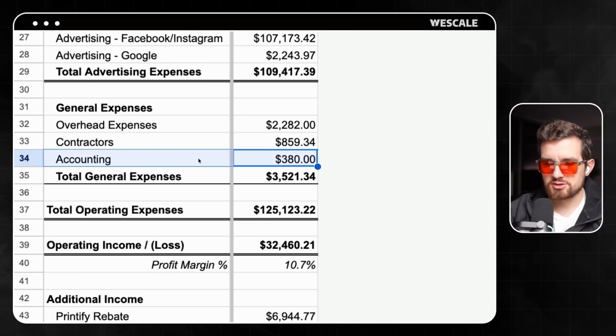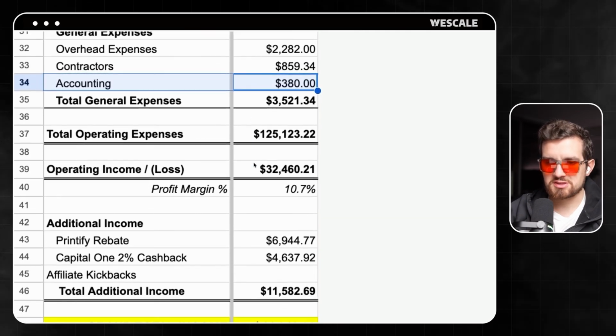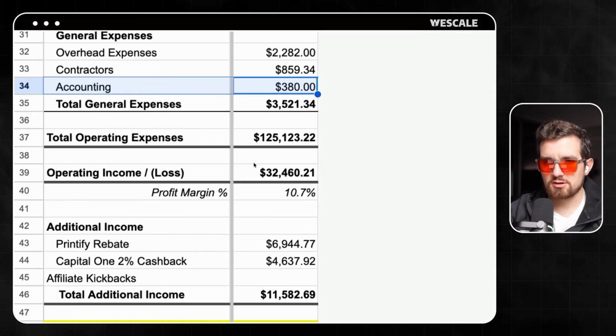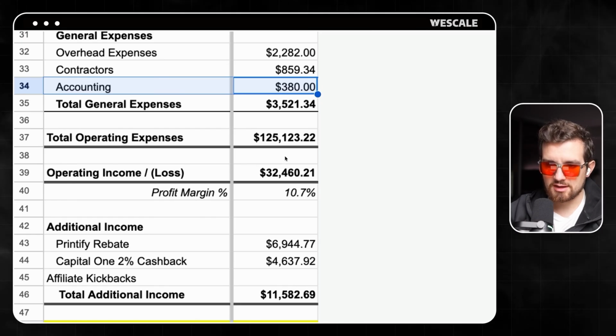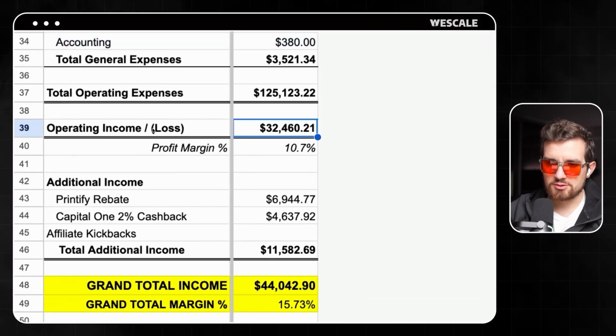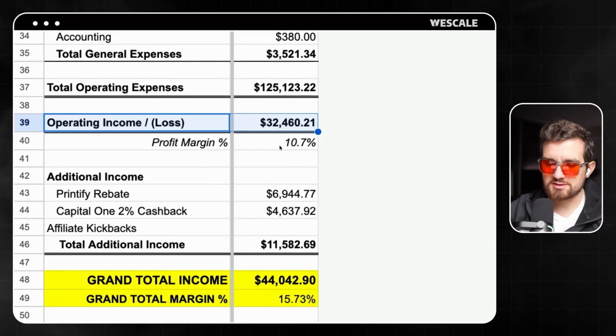But until that point, this is not financial advice, just best practices: keep all business expenses on one business card and all personal expenses completely separate, just for super easy tracking and to make sure that it's as compliant as possible. But we do have an accountant now. So that gives us a total operating income of 32,000.